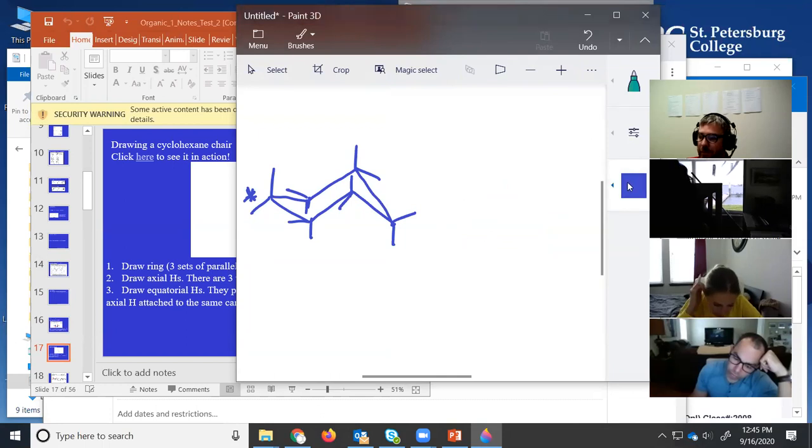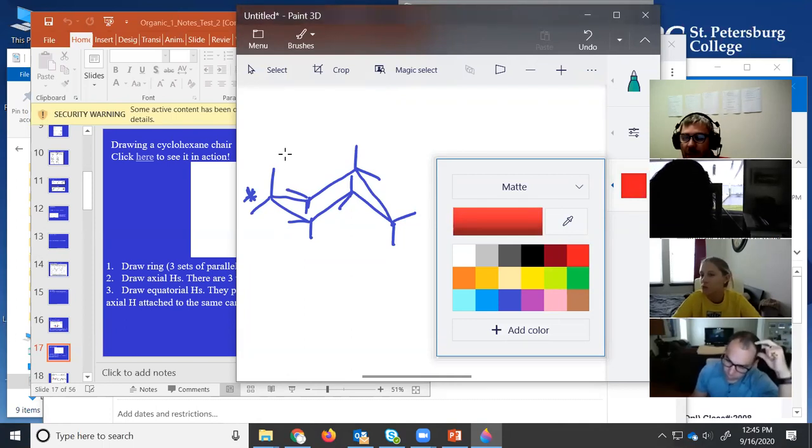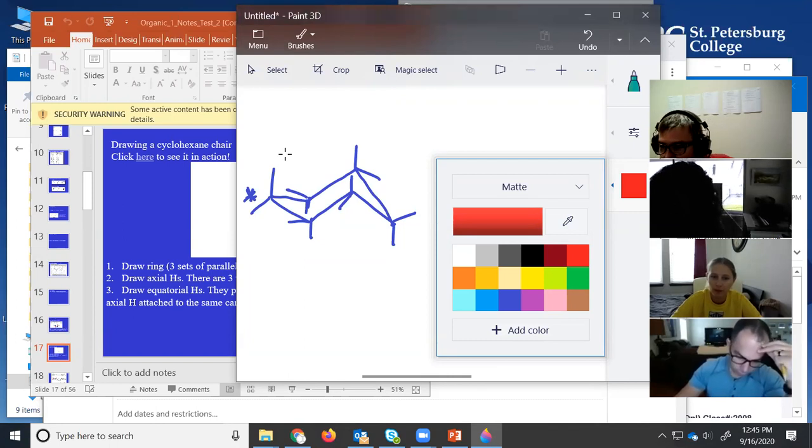chair. Does it matter if the equatorial lines go to the right or the left? No. But it does matter that they're opposite to the axials on the same carbons, Julie. You know what I mean? They have to be pointing down if the axial is pointing up, or up if the axial is pointing down.